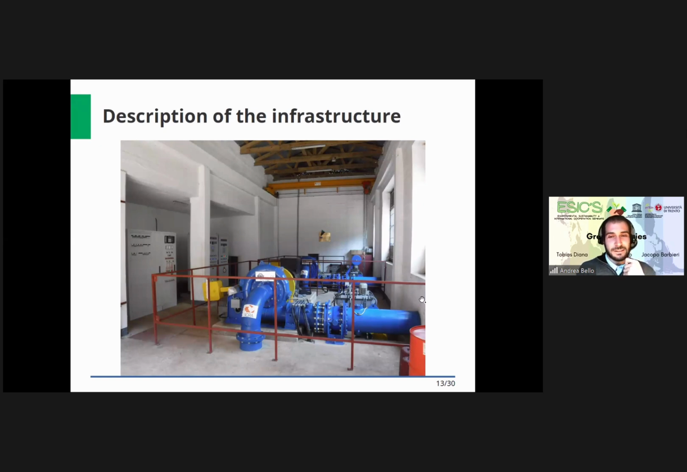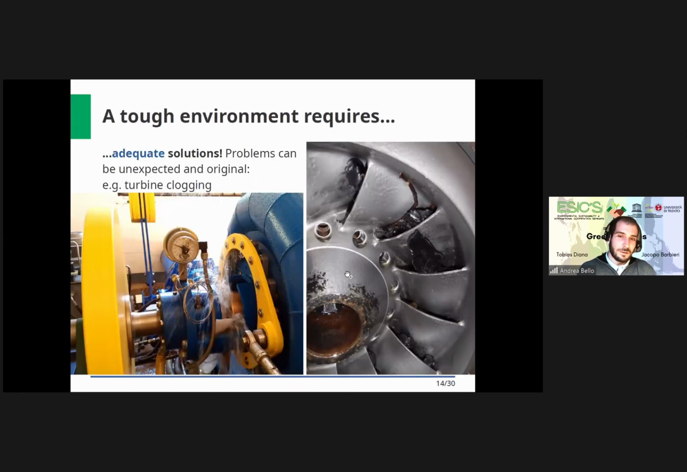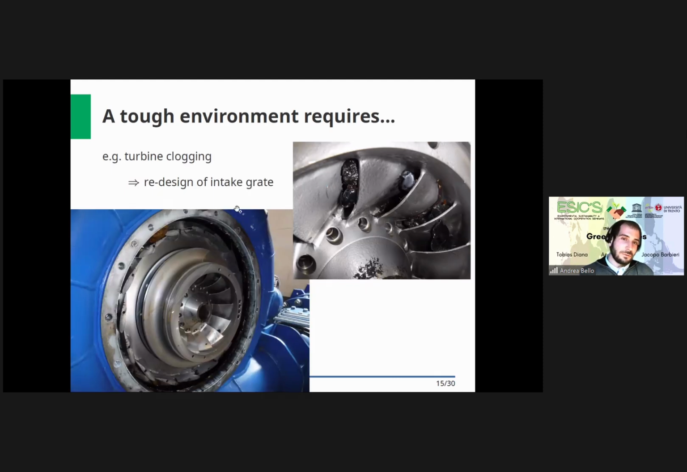Something which is worth noting is that those environments are really tough, because we have situations which, speaking as an engineer, we are not used to. For example, we had a very original turbine clogging due to a new type of bush banana seeds, which suddenly ended up in the water of the Kizongo and were turbined, but got stuck. This was just an example to stress the fact that developing countries always need adequate solutions. We cannot just transfer technology from maybe Italy to rural Tanzania. At the end we had to redesign the intake grate.